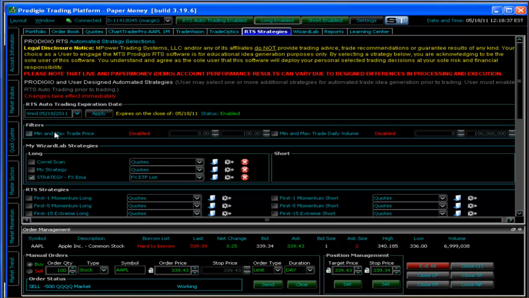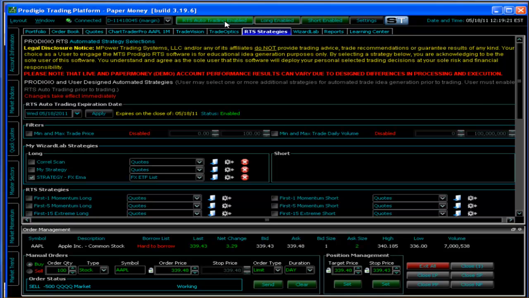We've got a new feature for RTS Auto Trading Expiration, right? And so here's a request that it was really simple for us to put in. It was really just a matter of us changing the way that we do things. And what this does is this will control exactly when this button becomes disabled again. Now, the way Prodigio used to work, every day it would reset your RTS Auto Trading button. And the reason why we did this was because it's a robotic trading system, and we wanted to make sure that it did not begin trading on the account without your permission, without your acknowledgement, without your control.